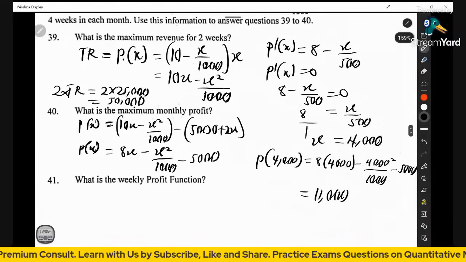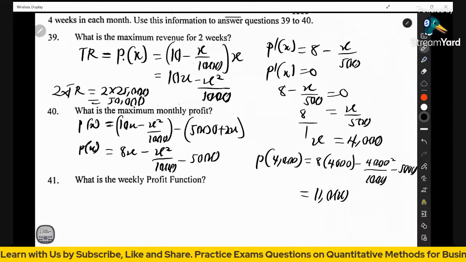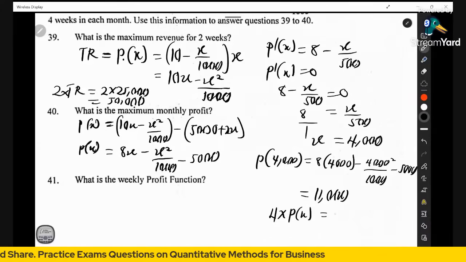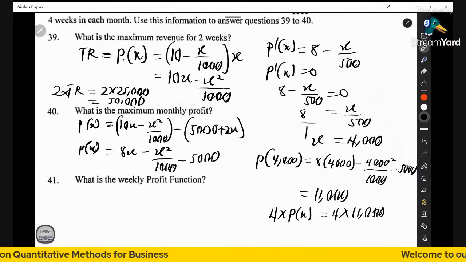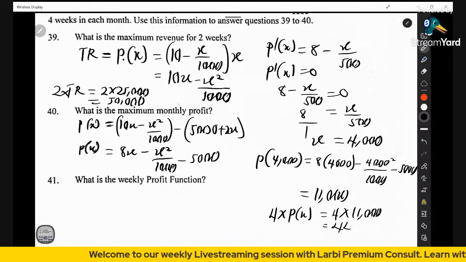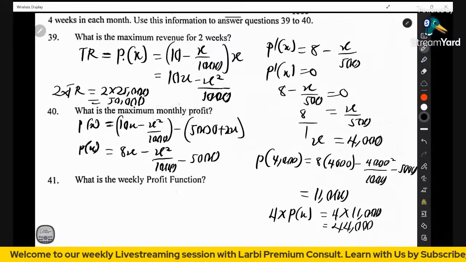So therefore, our monthly maximum profit should be what? 4 times the profit function. And that should be what? 4 multiplying 11,000. And we should be able to get what? 44,000, right? And should be able to get 44,000. Okay, so this becomes the maximum monthly profit.